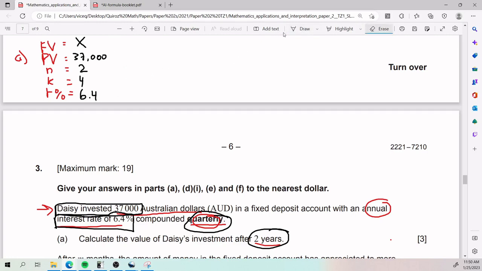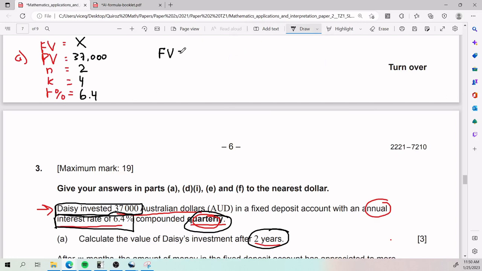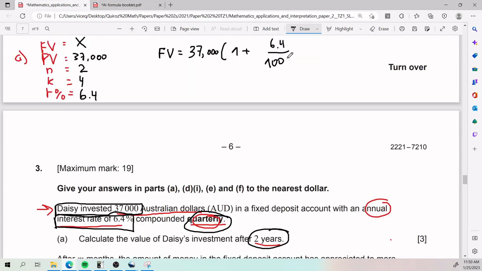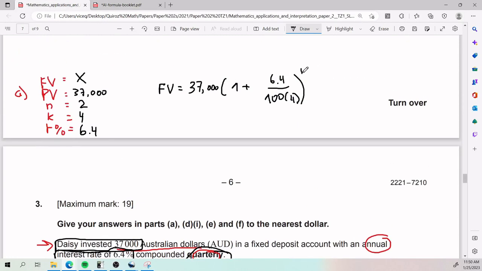So what we can do is simply plug in to the formula, which is this one here, okay? And see what happens. So FV stays as FV. PV we said was 37,000. Parentheses 1 plus the R, which was 6.4, divided by 100 times K, which we said was 4. All of this to the power of K times N, which is basically 4 times 2. See? All right. So if you plug all of that in, you're going to end up with just about this number here.